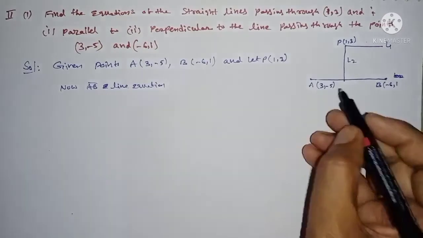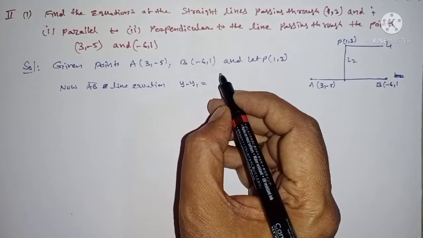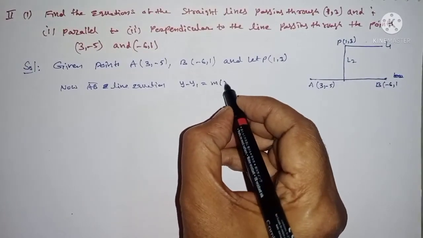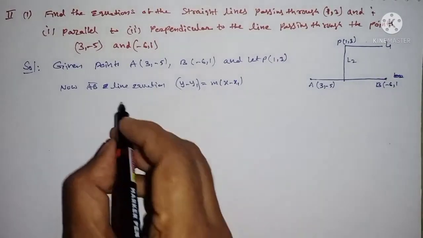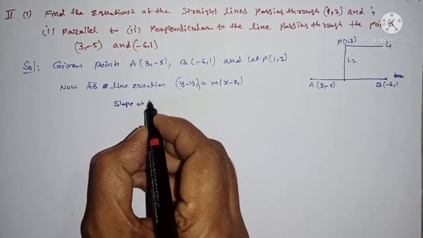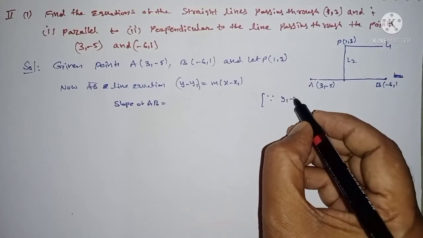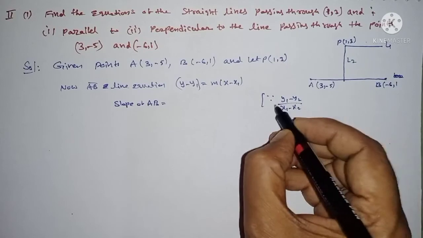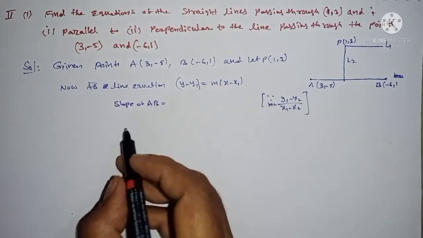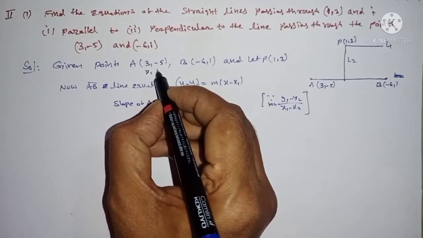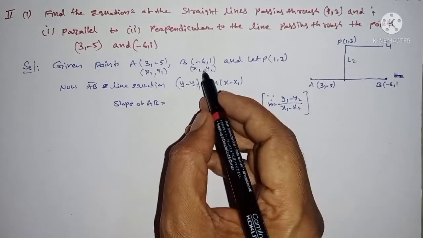What is the formula? Two points are given. The formula is y minus y1 is equal to m into x minus x1, where you first find the slope. You can use any method. Therefore, the slope of AB is m equal to y1 minus y2 by x1 minus x2. Consider these as x1, y1, x2, y2.